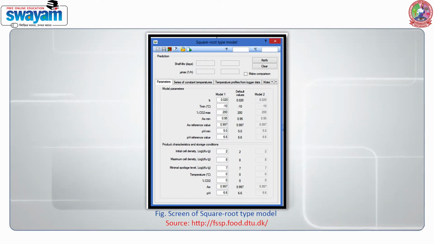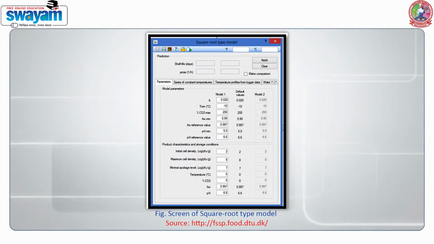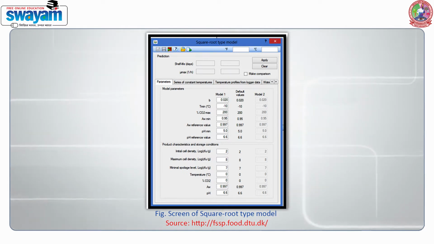These software are the square root type model, which is used again to predict how a pathogen or a microorganism is going to behave. We can pick up various sets of conditions like temperature, the percent CO2, we can also take how much is the cell density, we can also take what is the water activity, and all these parameters can be used to predict the shelf life of the food product.